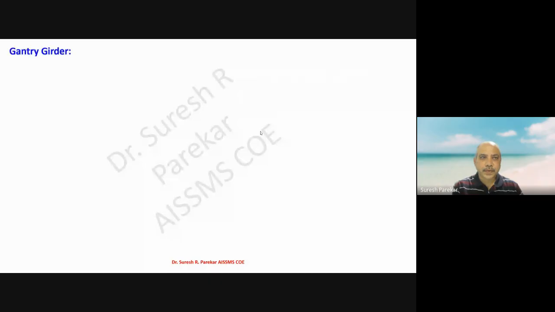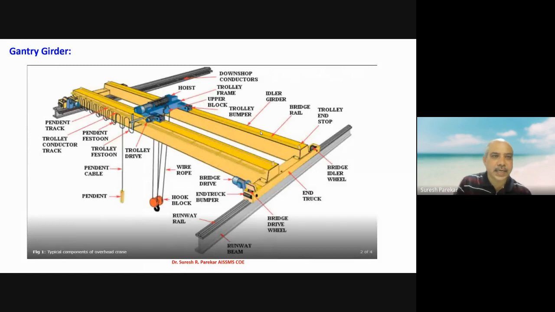Good evening. Today we are going to see the theory part of the gantry girder. So we have this gantry girder, and you can see the different parts which are related with it. Mainly on the gantry girder, the crane will move, and we have two types of crane. One is the electric operated crane, and the second is the hand operated crane.